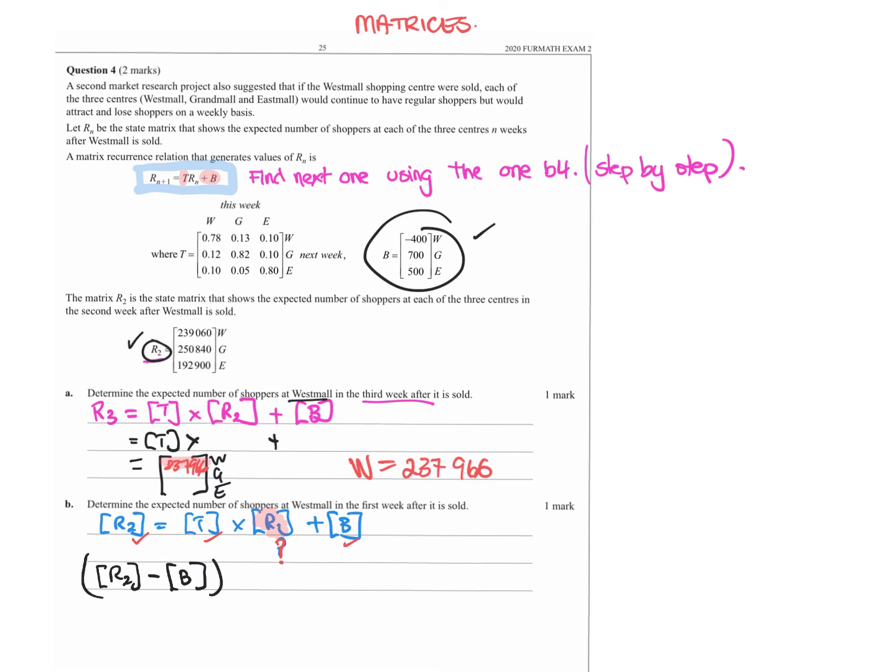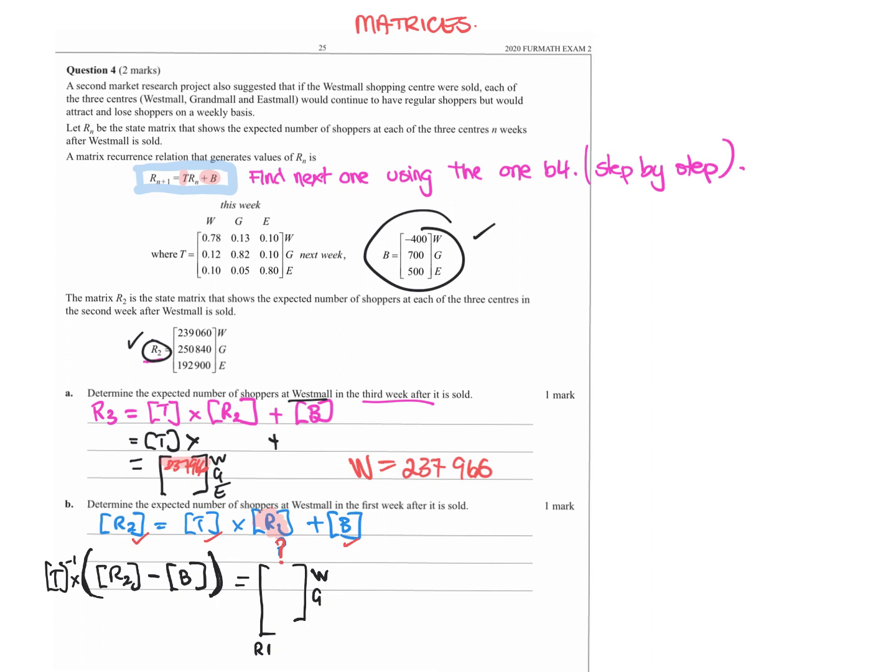So you do that first, and then you want to times by the inverse of T, and because it's at the front, it has to be at the front here. So you can pop all of that into your calculator exactly like that using brackets, because you want the B to be subtracted first, and you'll end up with an answer, and this will be R1. And they still want to know how many shoppers at Westmall again.